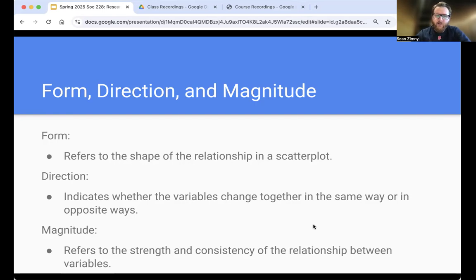So higher numbers here, in terms of magnitude, mean greater strength of the relationship. That is a stronger relationship. Correlation coefficients like Pearson's R range between 0 and 1, like we mentioned, and the interpretation of those values.